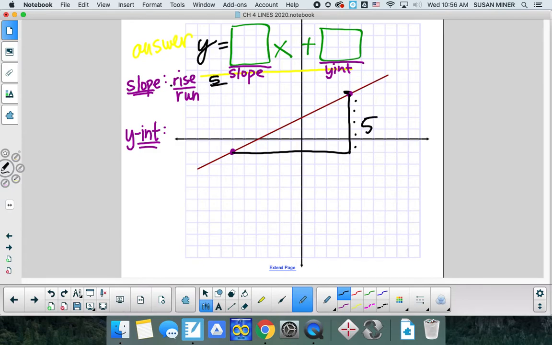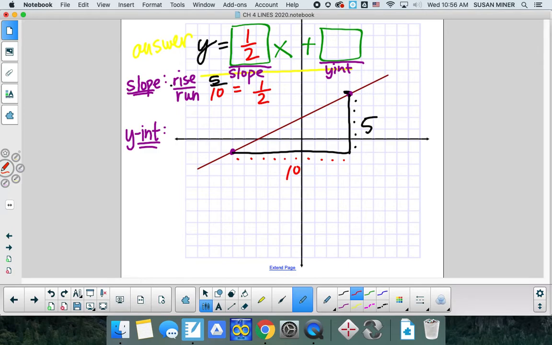And then I'm going to do exactly the same thing for my run. 1, 2, 3, 4, 5, 6, 7, 8, 9, 10. My run is 10 wide. And so my slope is the fraction rise over run, which would be 5 over 10. And then I just simplify and get 1/2. That is my slope. That's the number I'm looking for right there.